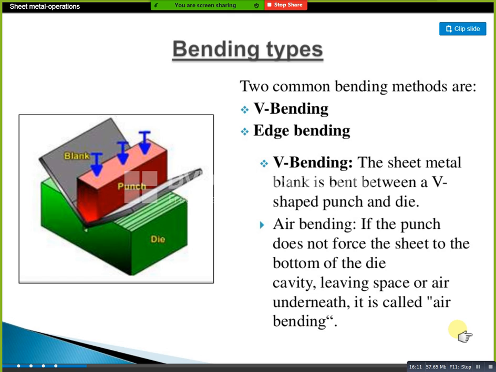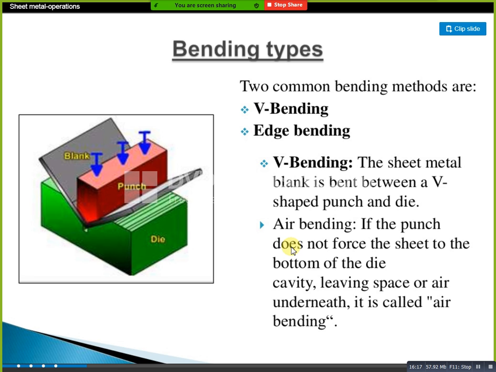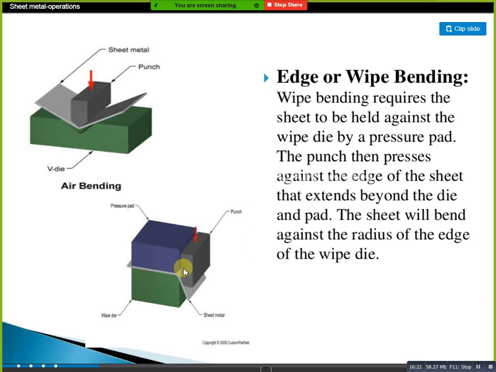Next we have edge bending. Air bending we have like this, and edge bending we have like this. This is edge bending. See, our models are exactly like this, and you need to bend like this. This we consider edge bending, or wipe bending. Edge bending requires the sheet metal to be held against the wipe die by a pressure pad.